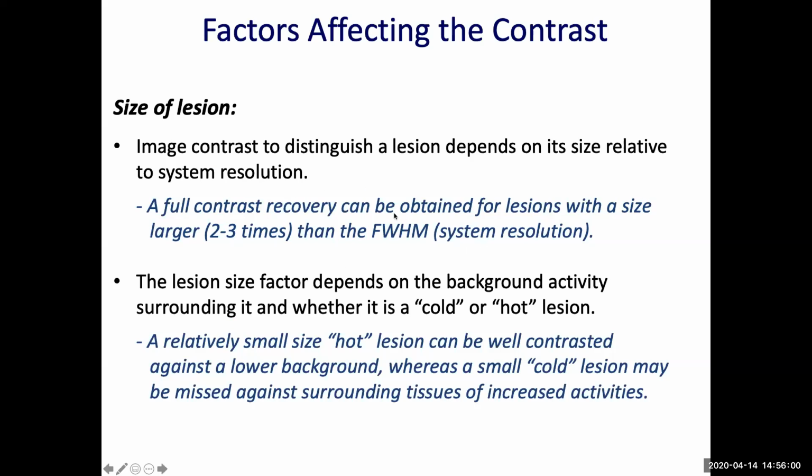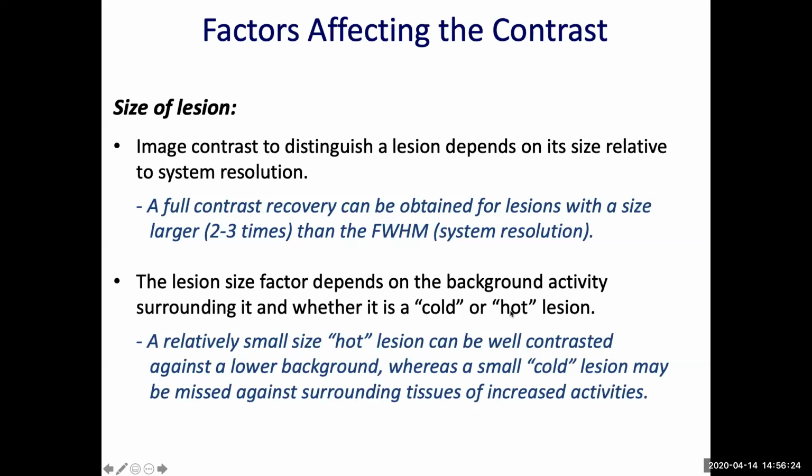So if the full width at half maximum is 7 millimeter, we need a lesion size of about 14 millimeter to get the full contrast of this lesion. If it is smaller, the contrast will be reduced. The lesion size factor depends on the background activity surrounding it and whether it is a cold or hot lesion.